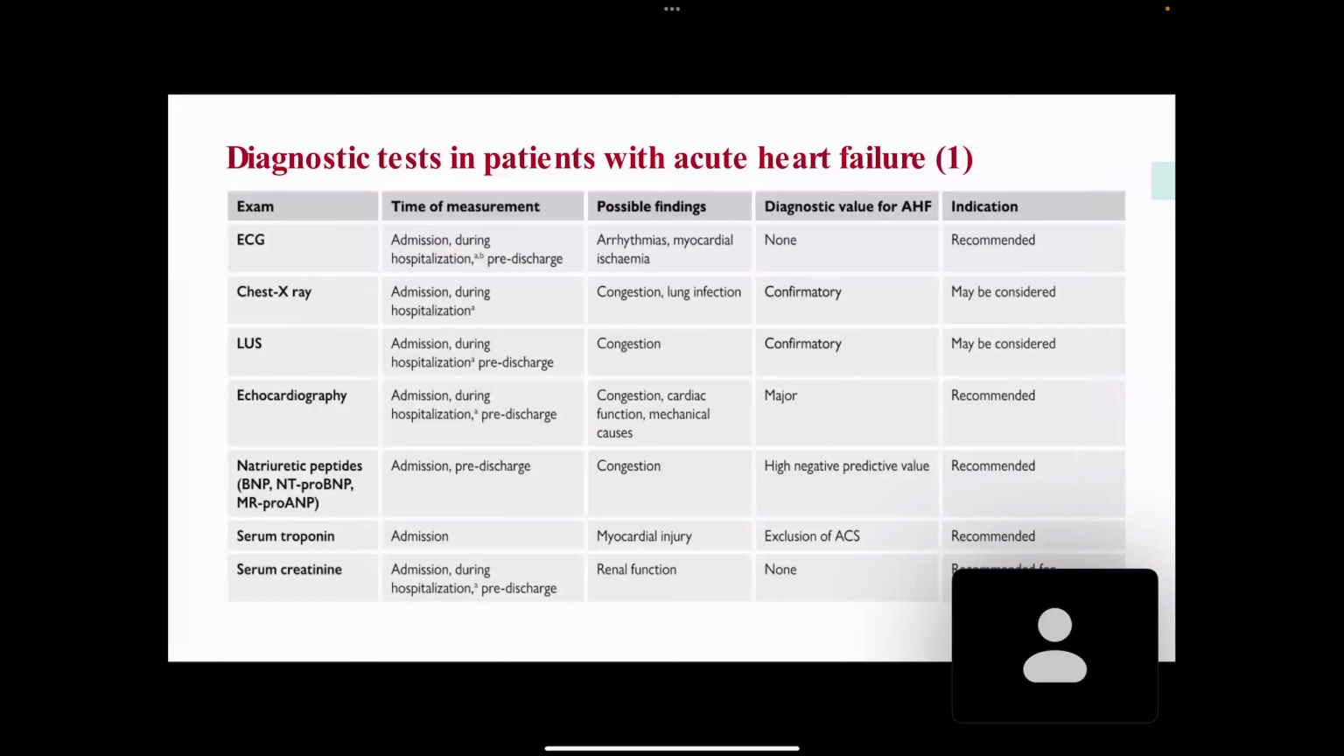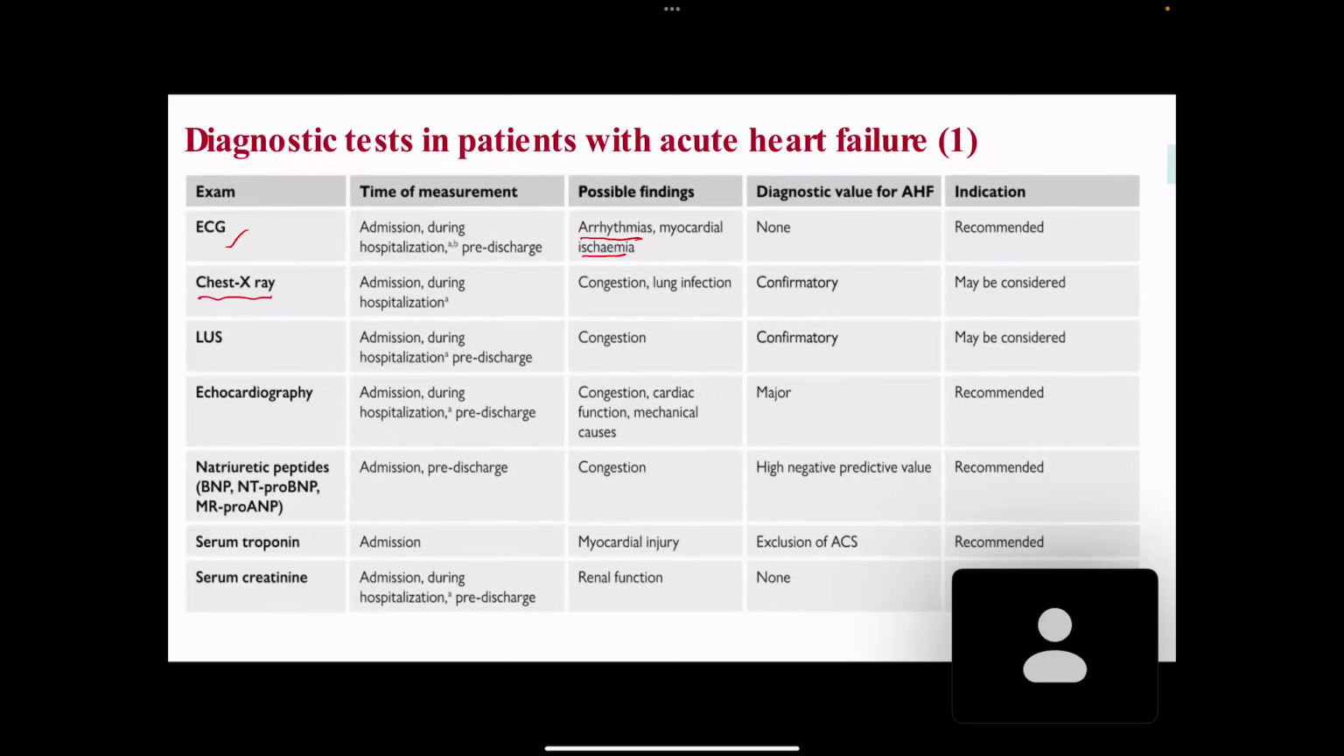Now, what are the investigations that you need to do when you have a patient suspected of heart failure? I'll just highlight the important points. First, do an ECG. Why? Because you need to look for any arrhythmias or any ischemia, because this can be treated. Then get a chest X-ray. Look for any congestion in the lung.